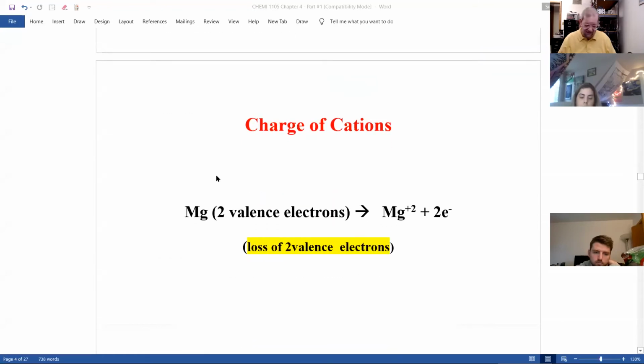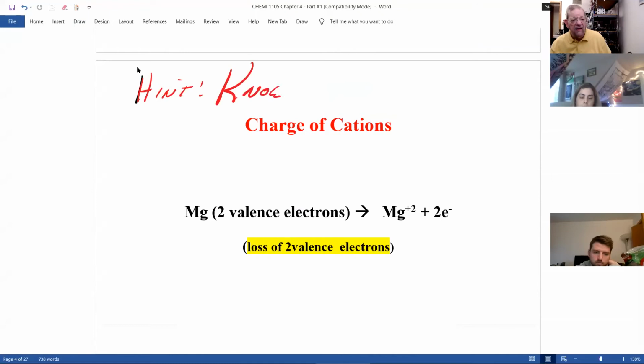But before that, let's look at the following. Now, how do you know what is the charge on a cation? In other words, a cation has lost electrons and has a certain positive charge.